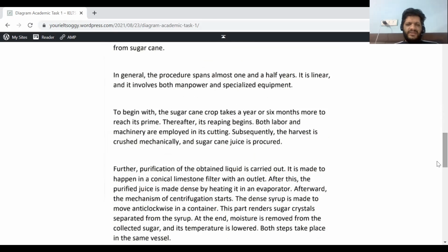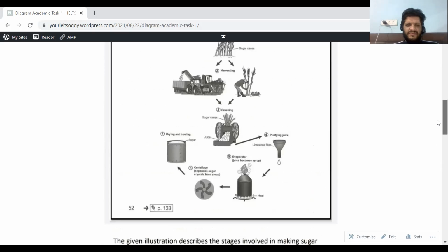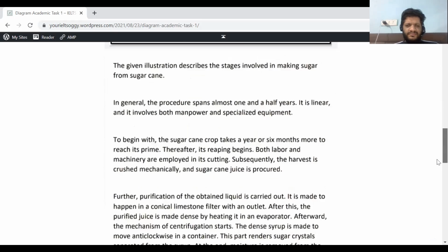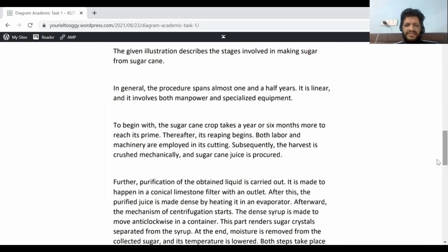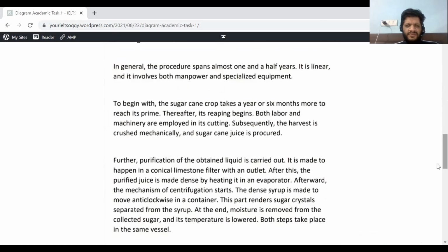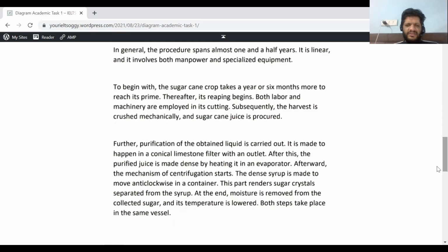So let's see. To begin with, the sugarcane crop takes a year or 6 months more to reach its prime. That means to grow completely. So you can see growing takes 12 to 18 months. Thereafter, its reaping begins. You can see the crop is being cut, both by human labor and the machinery. Both labor and machinery are employed in its cutting, as they are both there.